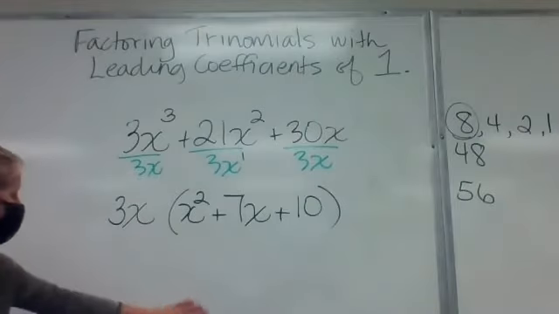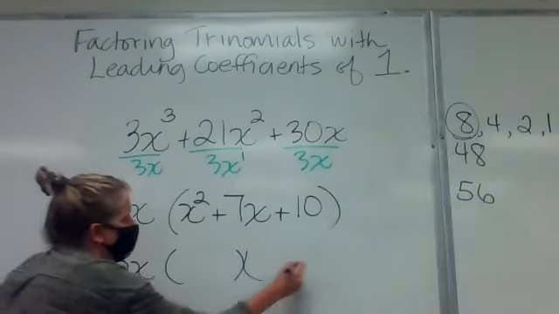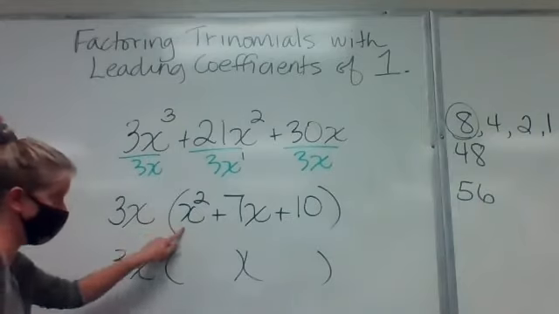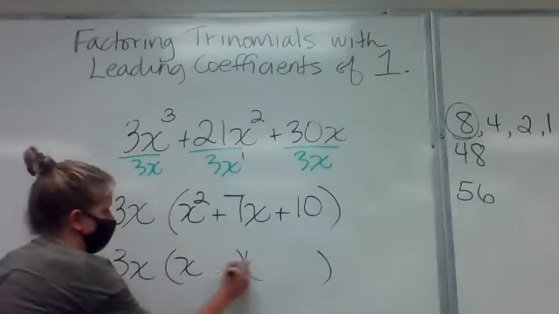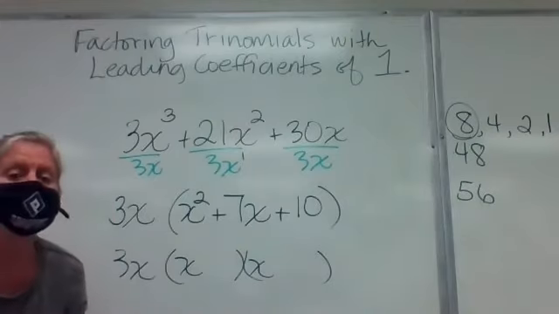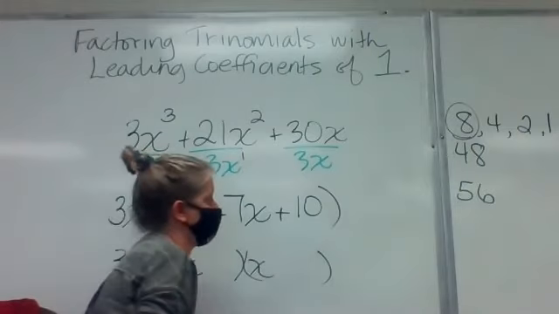So let's look. Bring down your 3x. Remember, it is part of your answer. Let's see if we can factor what's left in these parentheses. Now it is x squared, so it's x and x. Ways to multiply to get 10 and add to get 7.